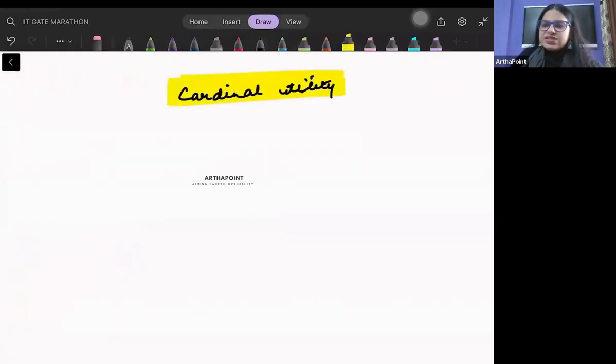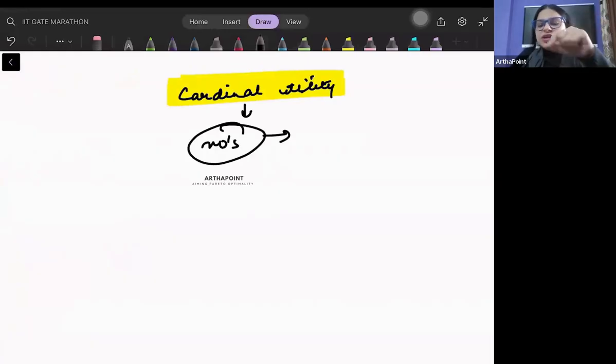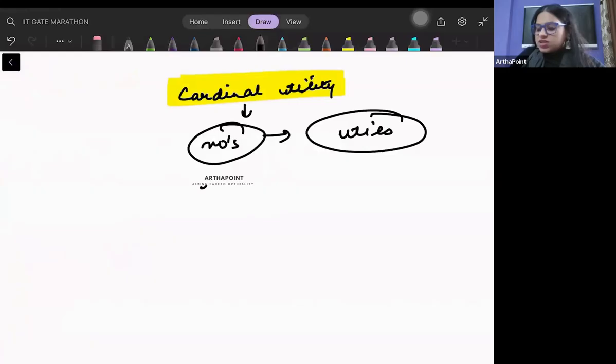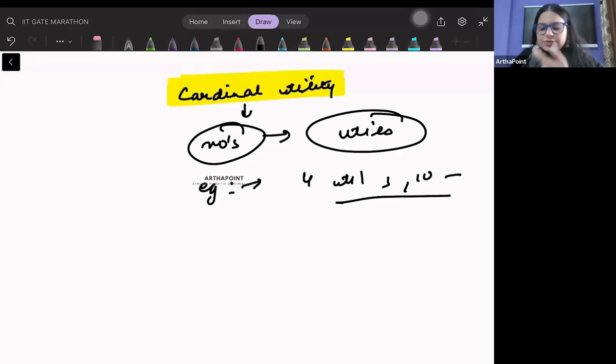cardinal utility in very simple terms means that you are calculating your utility in terms of numbers. Whenever you calculate utility in terms of numbers, तो उन नंबर में जब हम कैलकुलेट करते हैं, they are called as utils. जैसे फॉर एग्जाम्पल, I am getting utility of 4 utils, 10 utils, 11 utils, ऐसे. This concept was given by Marshall.